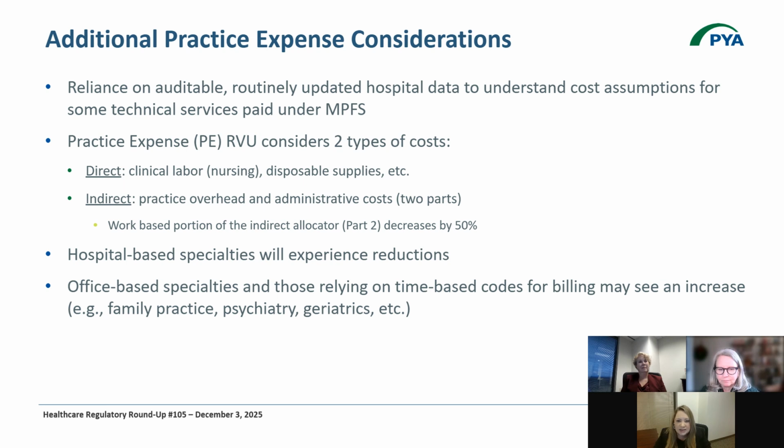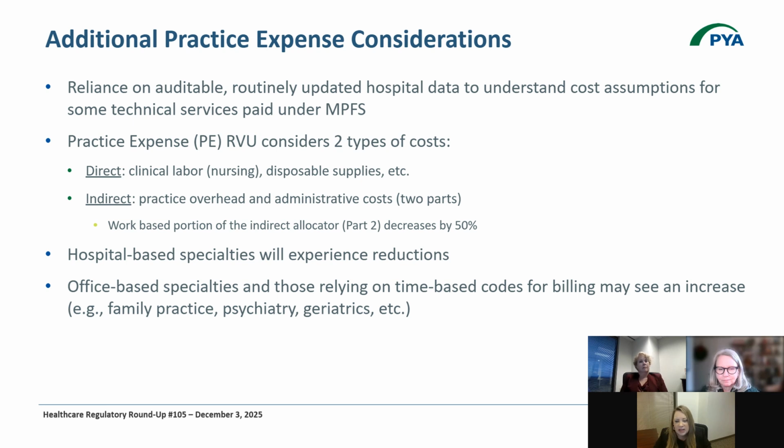There's a 19-step process that is outlined. If you're interested, it's out there in the final rule. I think it starts around page 700. But the practice expense RVU calculation takes into account two different types of costs. There is the direct component and the indirect component. The direct component is clinical labor, the things that are, I think, probably a little easier for all of us to understand. So supplies, nursing costs, things of that nature. Whereas the indirect, that's your overhead, those are your administrative costs, your billing fees, things of that nature.